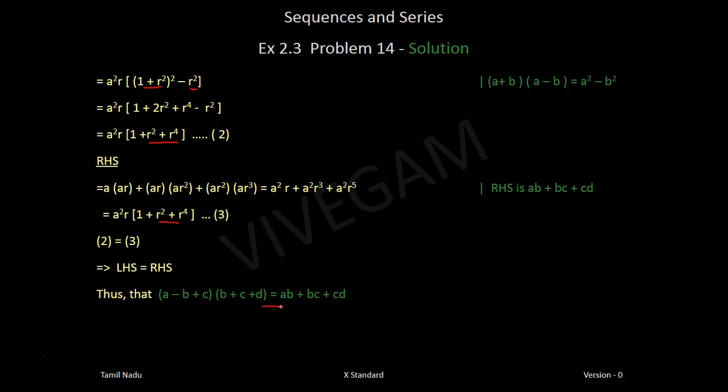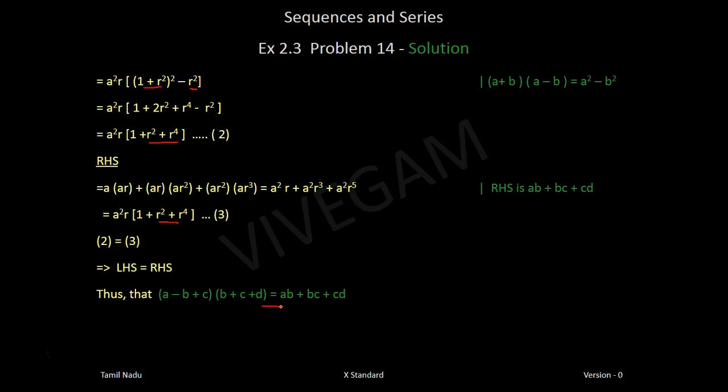So A and A match, so the second term is given as B, and in our case it is AR, so B equal to AR. The third term is given as C, and in our case we have taken it as AR square, so C will be equal to AR square. And the fourth term is given as D, and in our case it is AR cubed, so D will be equal to AR cubed. So equate that and first start from there.